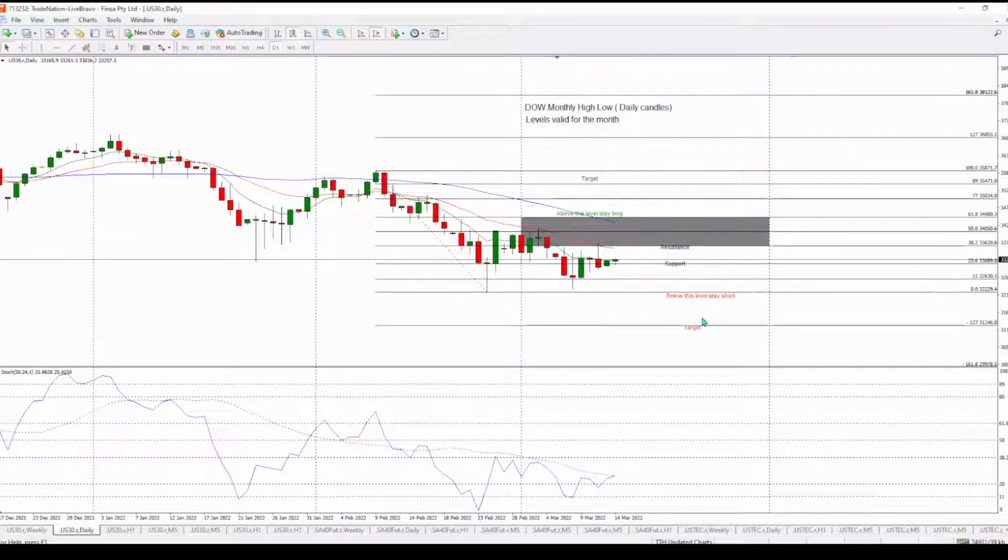So as I said, resistance 38.2, support 23.6. We're on a downtrend, 50 is above 21, above 8. Stochastic and signal line both still trading below 38.2.